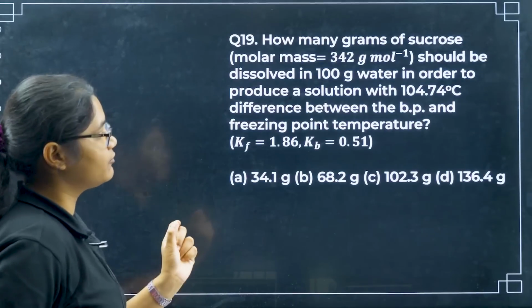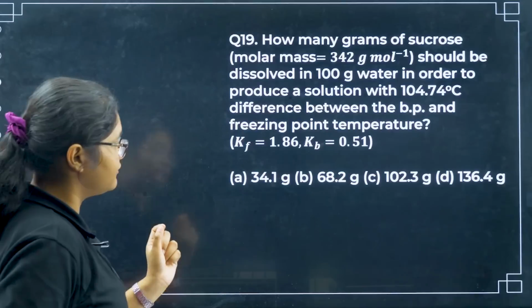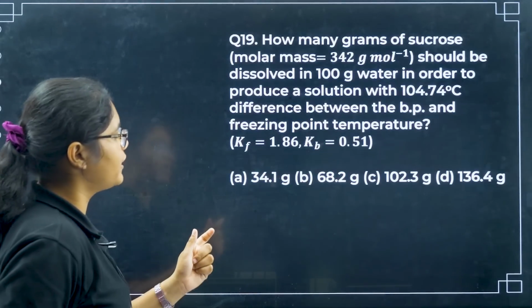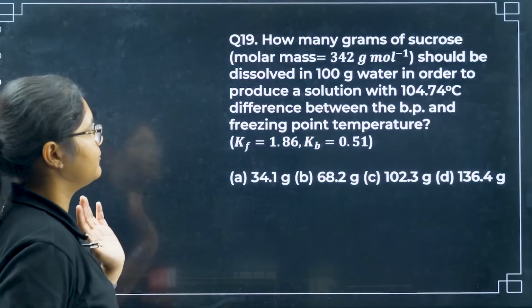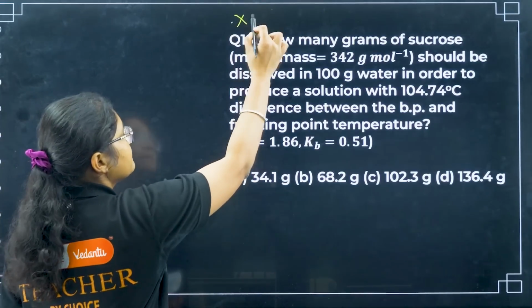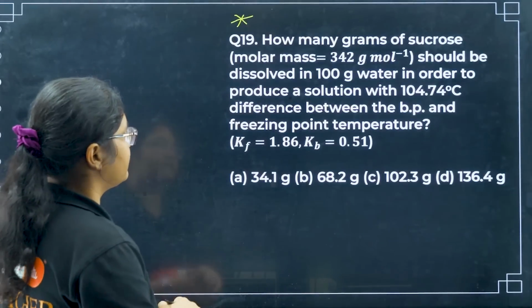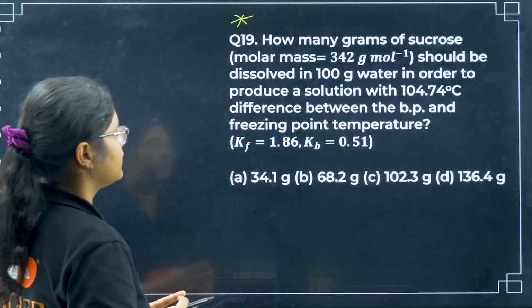Next, how many grams of sucrose should be dissolved in 100 gram in order to produce a solution with 104.74 degree difference between the boiling point and the freezing point of the temperature? This is a good question. So now you see, we'll just write down the basic formula here.